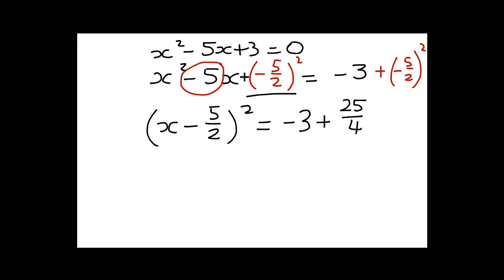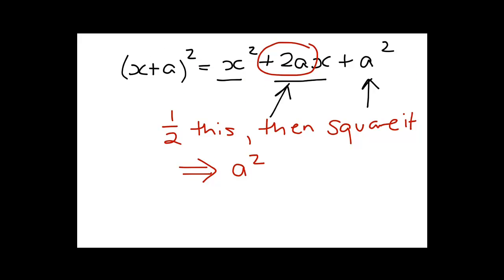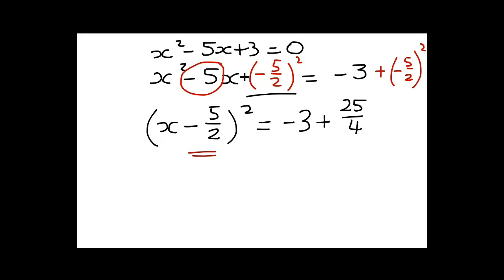Now we're just going to point out, why did we get the minus 5 on 2 here? If we look at our expansion again of (x + a) squared, we have the a here, and this is 2a, so we half the 2a, which gives us a. Alright, so that's how we got this term here. Alright, so let's now tidy this equation up.